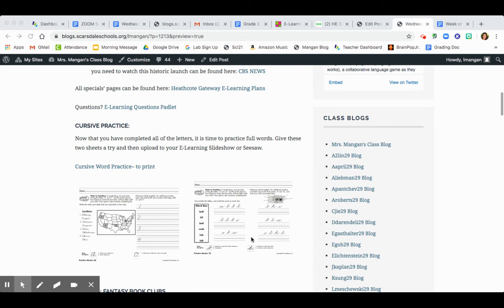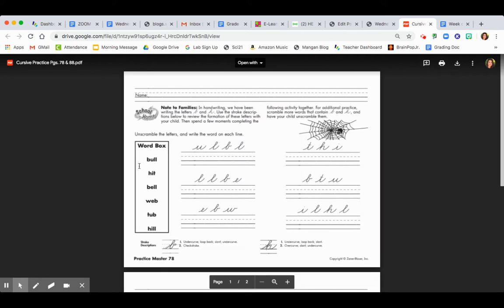It is no longer a day to practice our cursive letters. We are moving on to full words. So today for cursive practice, you're going to be looking at these two worksheets. Let's take a closer look because this is new and it's not our regular cursive practice. It says unscramble the letters and then write the word on each line. There are six different lines here, and there are six words. Unscramble the letters to see which one it matches with, and then write the correct version on the line in cursive. So that's the first one.